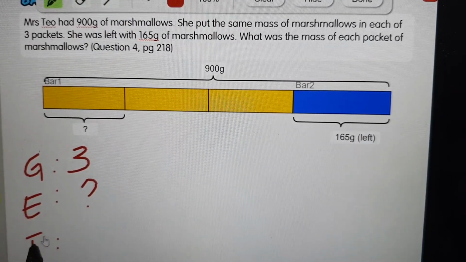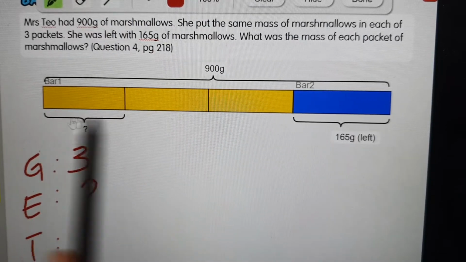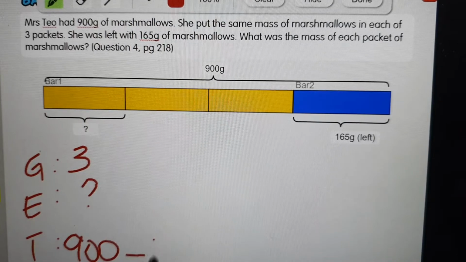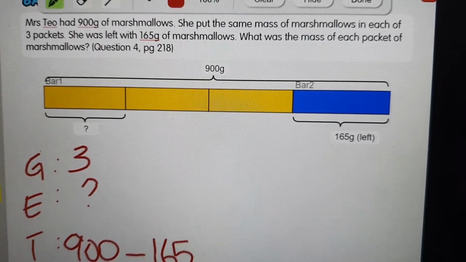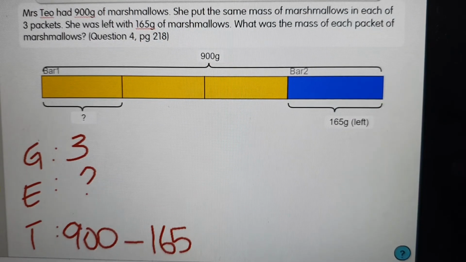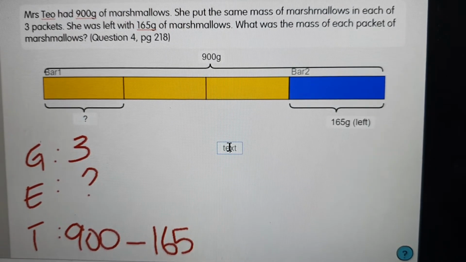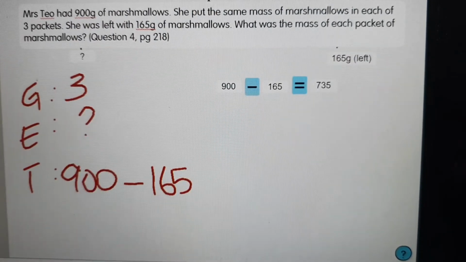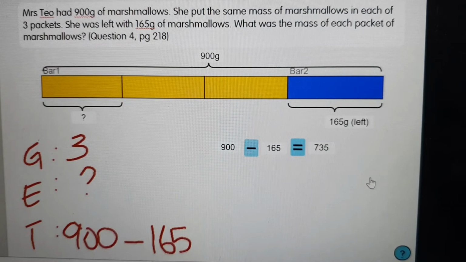So this total here, in order to fill in the 3 packets, should be 900 minus 165. So your first step is going to be 900 minus 165, which will give you 735. So you know that this 735 actually represents your total.